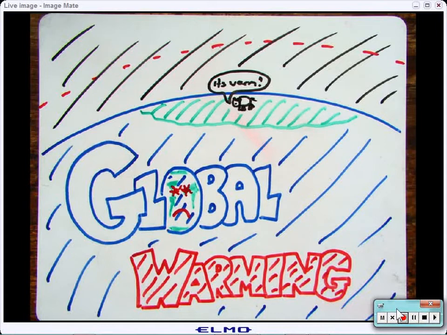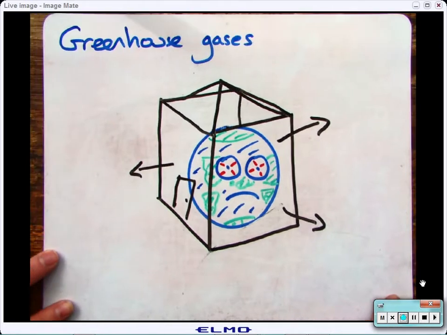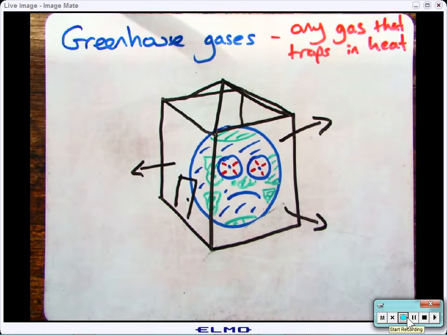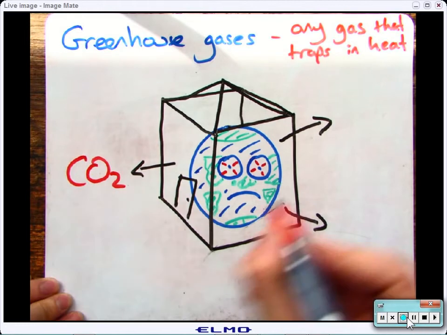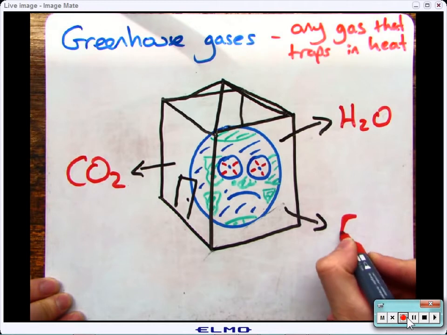This video is going to have a look at global warming, how it occurs and the impact that it's having on our planet, and what we can do about it. The first thing it's important to know is what a greenhouse gas is. A greenhouse gas is any gas that traps in heat, like in a greenhouse. The three main examples that you need to know for the exam are carbon dioxide, CO2, water vapour and methane.